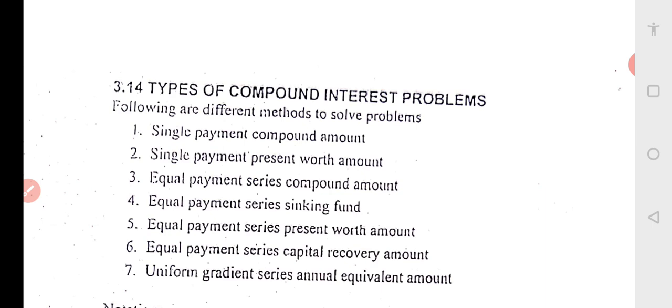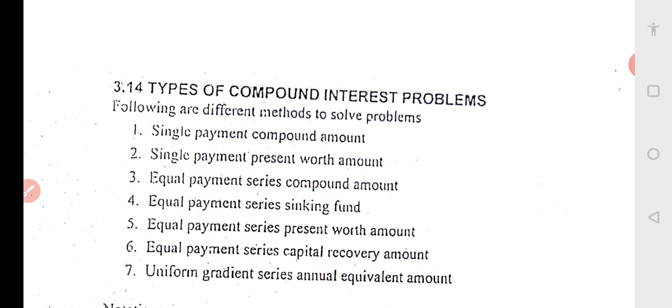And the sixth one, equal payment series capital recovery amount. Capital recovery amount here is again the reverse of this. I want to invest some amount today, and I want to get that interest rate. So how much equal amount should I get after every interest period over a period of time, so that whatever capital investment I have made today is recovered at some interest rate? This is the equal payment series capital recovery amount.